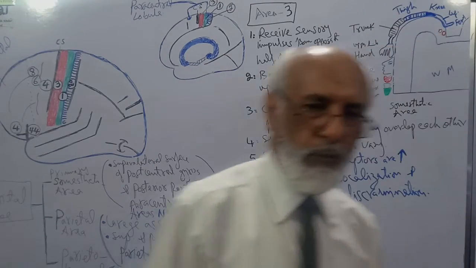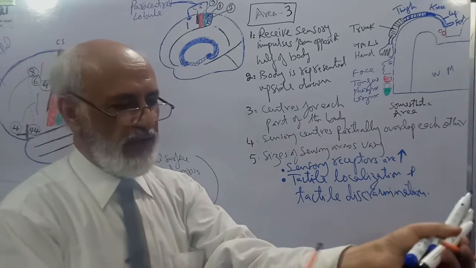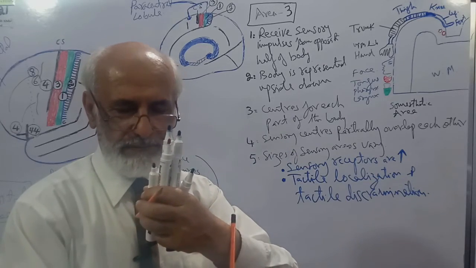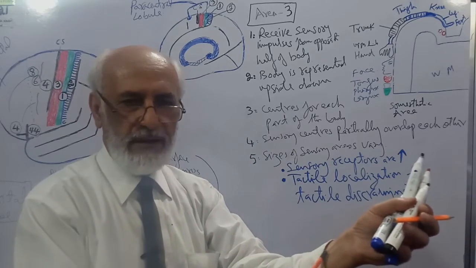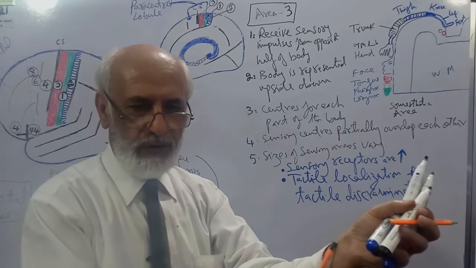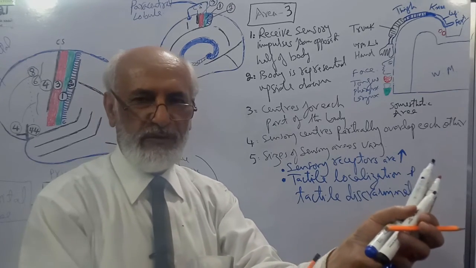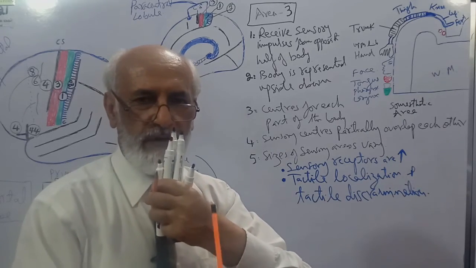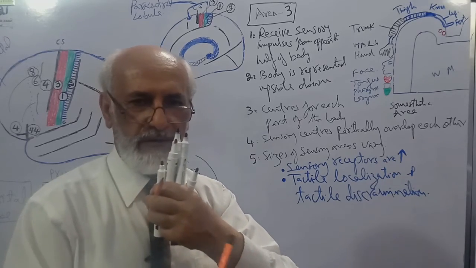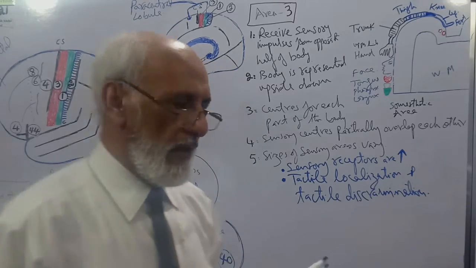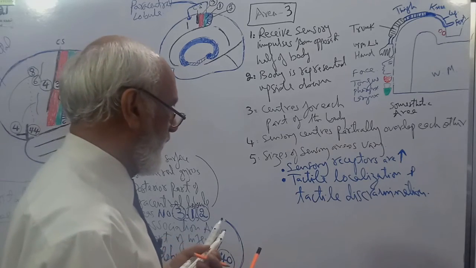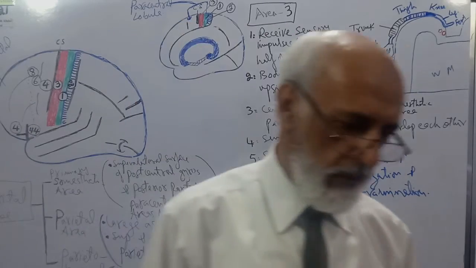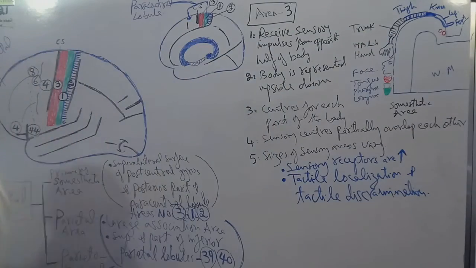Number one, you can see the flexor surface of the body is more sensitive as compared to the extensor. Why? Because the flexor surface is more sensitive, therefore the sensory receptors will be more here as compared to the center for the external aspect, which is comparatively less sensitive, so there will be fewer sensory receptors. Now, number 2 is the tactile localization and tactile discrimination. What are these two features?